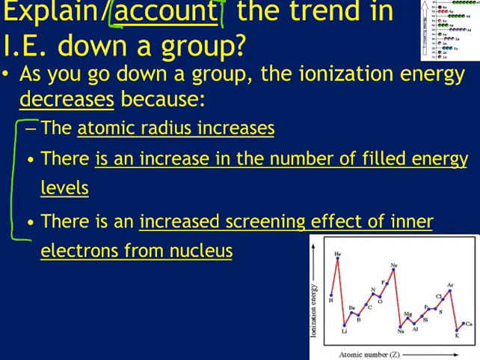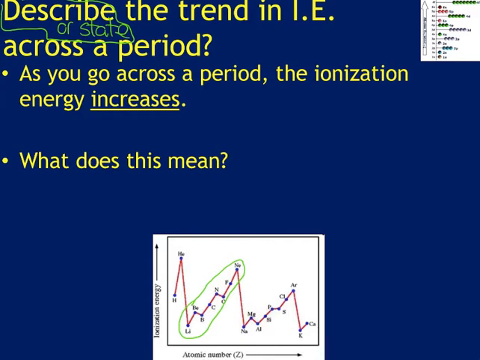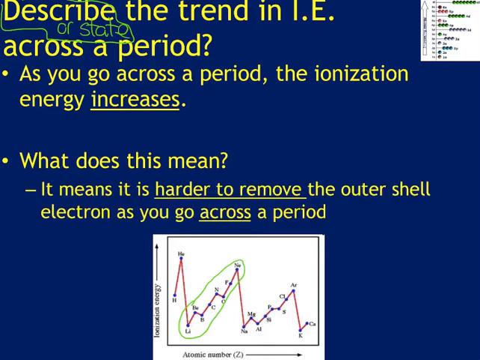So the other thing that we have to look for is now across a period. So we're going to put in describe or state the trend across a period, and this part of our graph is showing us across a period. So as you go across a period, the ionization energy increases. What does this mean for the removal of electrons? It means it gets harder to remove the outer shell electron as you go across a period.